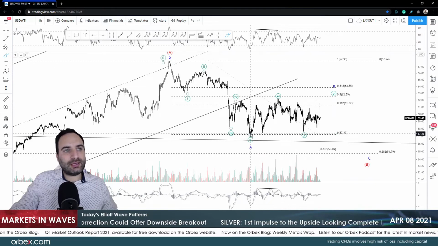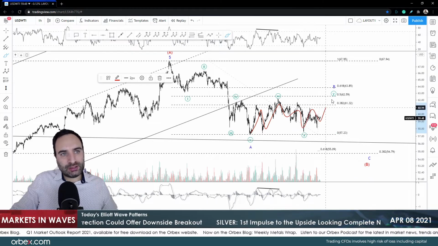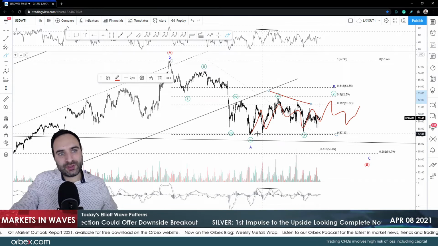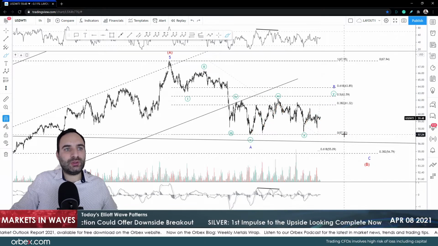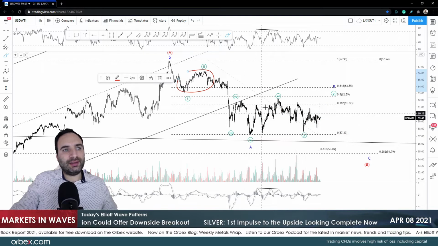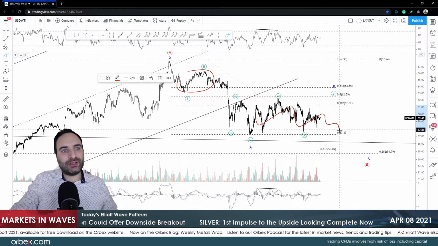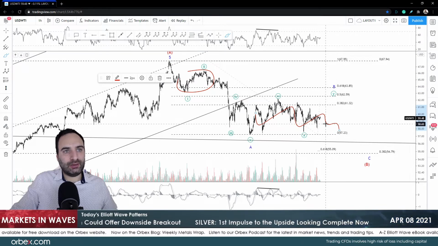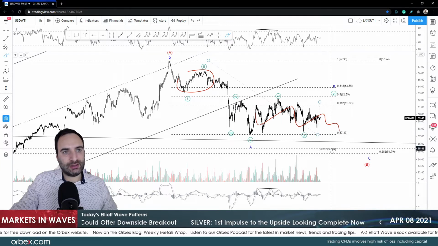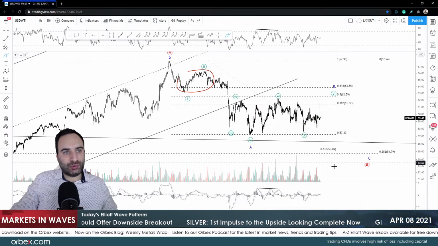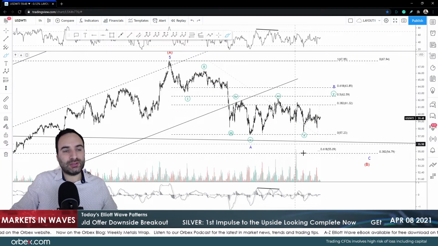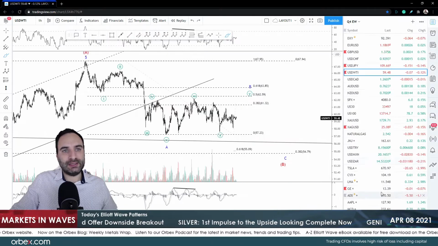Or the other scenario, A, B, C, D, E, for a triangle. But if we look at the structure of wave 2, then I don't really think that we're going to stay in this area for much longer now. I'm expecting a breakout, most likely on the downside, fairly soon, I would say. Okay, and we have no signals on the RSI or the MACD, recently at least.